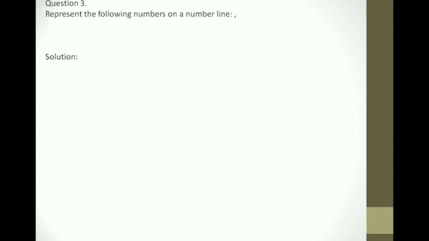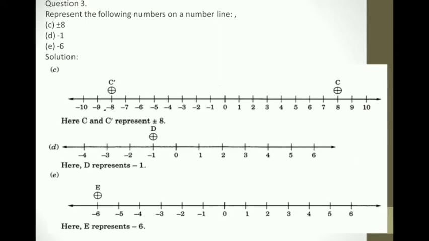Question number 3. Represent the following numbers on a number line, that is positive or negative 8. That means we have to show both negative 1, negative 6. So I'm not going to give any explanation, you have to find out first of all where are the positive, negative 8, negative 1 and negative 6. Afterwards I will tell you how we can represent.